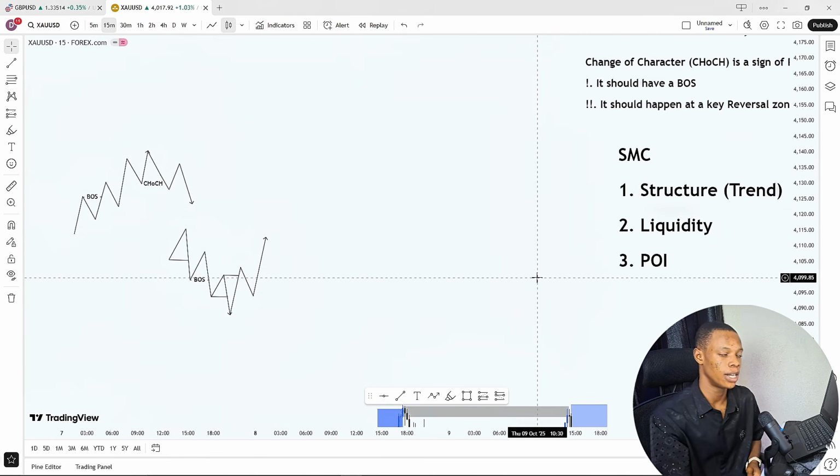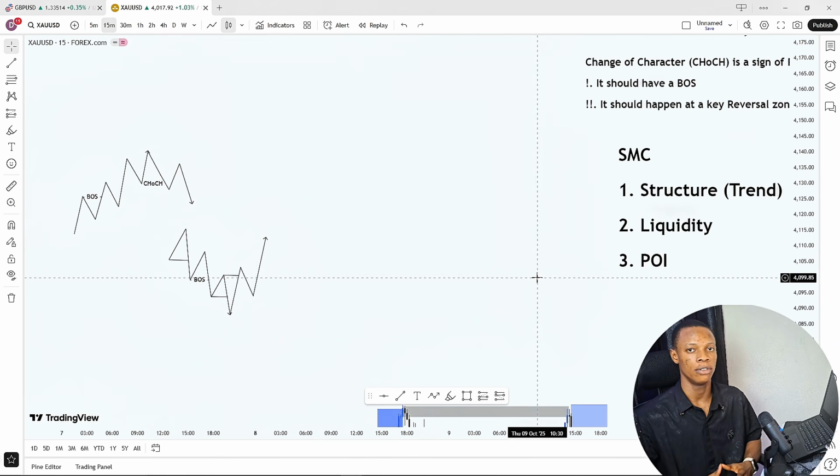Now, the final aspect of this is how I do it: the different time frames I go to, what I look out for once I go to the market, and how I eventually end up taking this very trade.